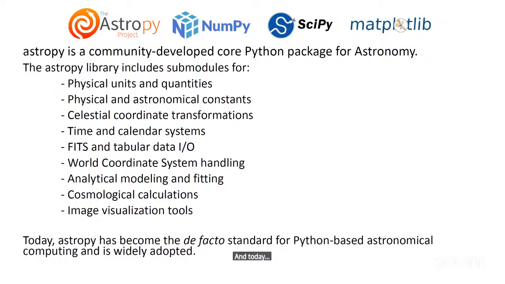And today, Astropy has become the de facto standard for Python-based astronomical computing and is widely adopted by different scientific groups. So we can assume that Astropy is the basis of most astronomical Python workflows and pipelines. Astropy gives us tools for everything from units and constants to coordinate systems, data tables, time and calendar systems, fits files, maybe even cosmology calculations. For me, it's not common, but maybe you will use it. I will be happy. And even image visualization tools connected to Matplotlib.